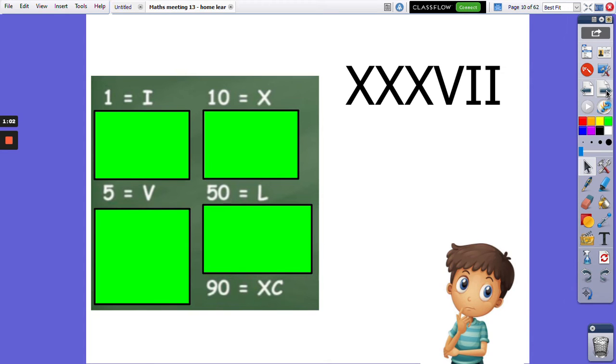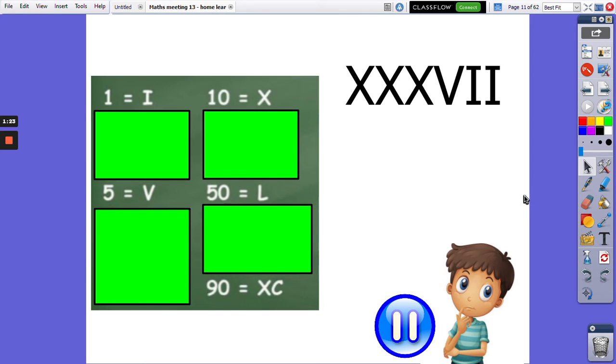Okay, Roman numerals now. I've been a bit tricky here in that I haven't given you all the Roman numerals and number equivalents. So you're really going to have to practice here now. Really have to think. Okay, we've got XXXVII. What is that as a two-digit number? Off you go.